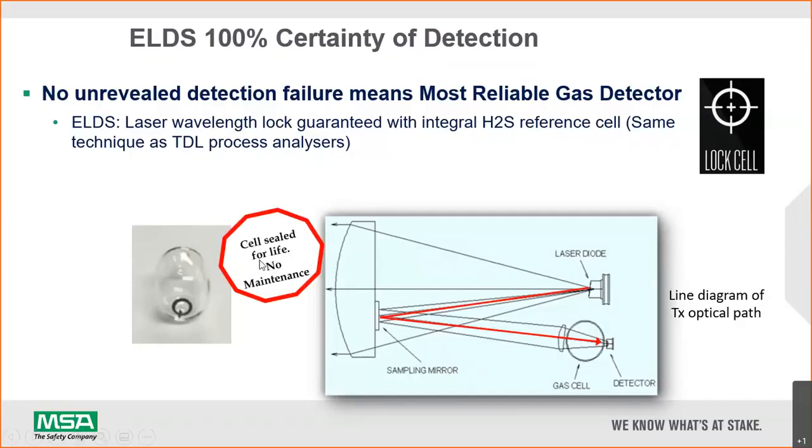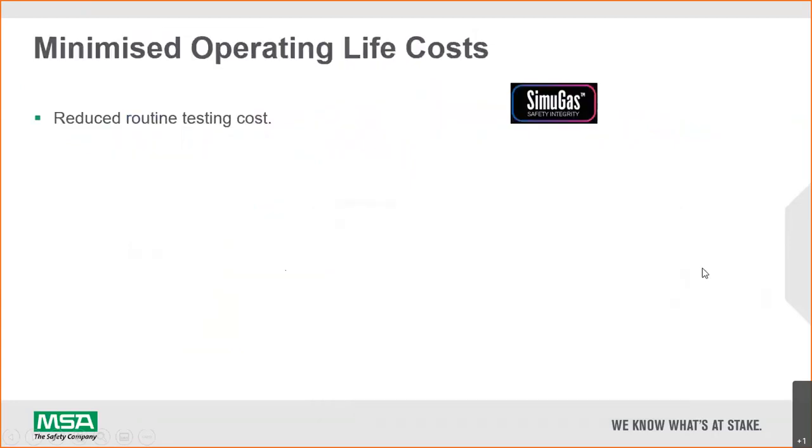This cell is sealed for life, with no maintenance. So far, we have not replaced it anywhere. So this is a life with no maintenance. Now, minimizing operating life cost. We were talking about SIMU gas.